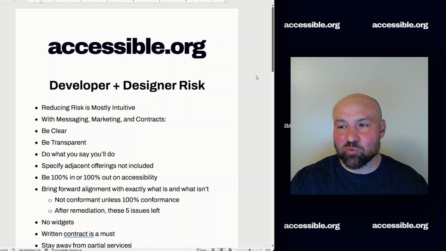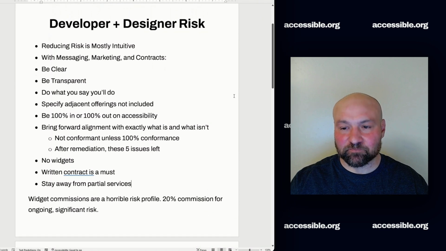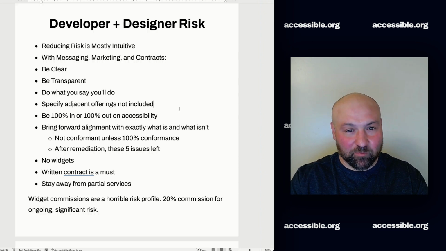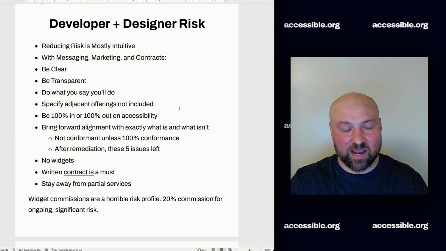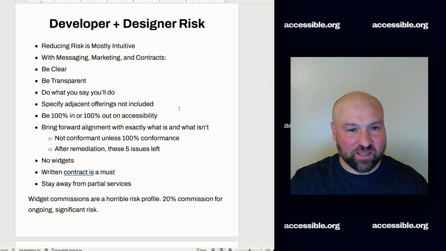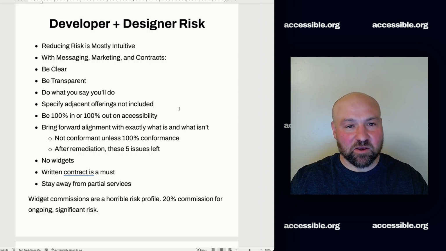And this next bullet point isn't intuitive, but in your contracts, I highly recommend that you specify adjacent, so nearby, offerings that are not included. And what do I mean by nearby offerings? Well, you have your base offering, what you're actually providing. And if anything could be in the realm of that offering, you want to state whether or not that's included.